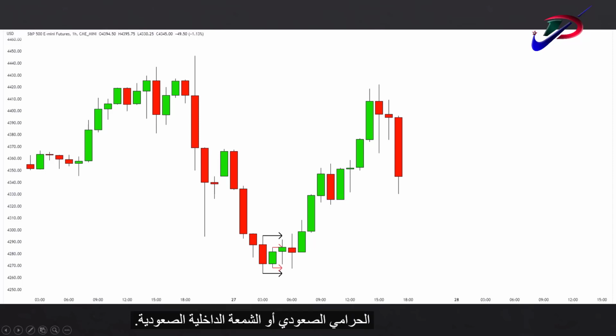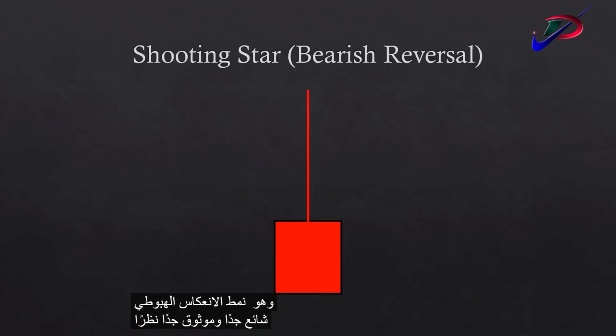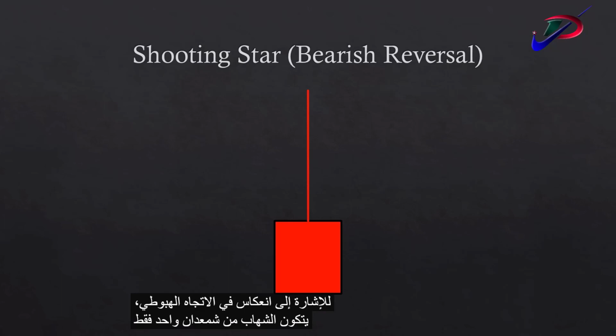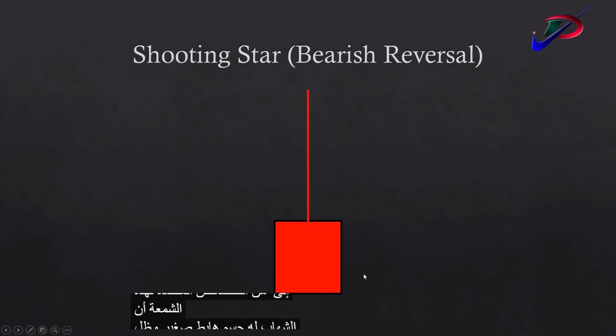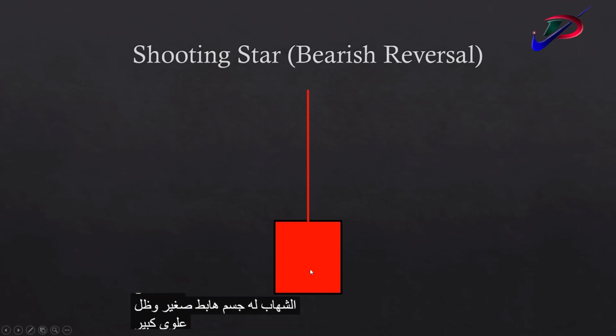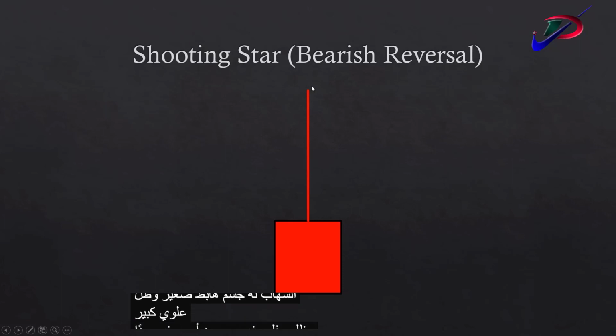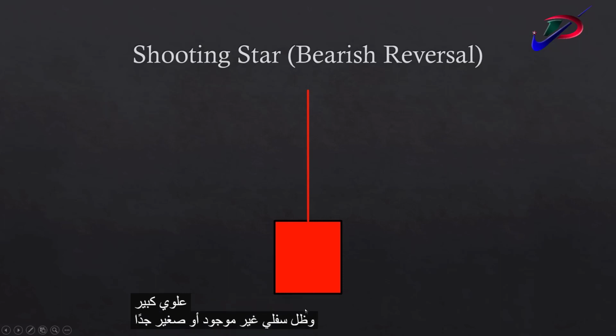The next candlestick pattern I want to talk about is called shooting star, and it's a bearish reversal pattern that is also very common and very reliable. Since it's a bearish reversal pattern, it appears when price is going up in order to signal a reversal to the downside. The shooting star is made of only one candlestick, so we have to pay attention to the specific properties of this candlestick. The shooting star has a small bearish body, a large upper shadow, and a non-existent or very small lower shadow.